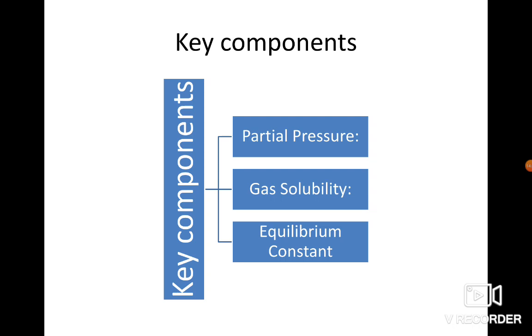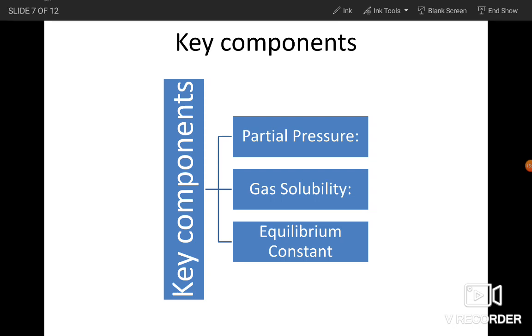And the solubility of the gas in a liquid depends on the equilibrium constant, guys. What is the equilibrium constant? The equilibrium constant, or we can say the Henry constant, is the constant at which the amount of gas dissolved and the amount of solution come to an equal side, meaning the forward reaction and the backward reaction are equal. That is what we call equilibrium. At this point we can say the equilibrium constant applies. So these are the key components of Henry's Law.